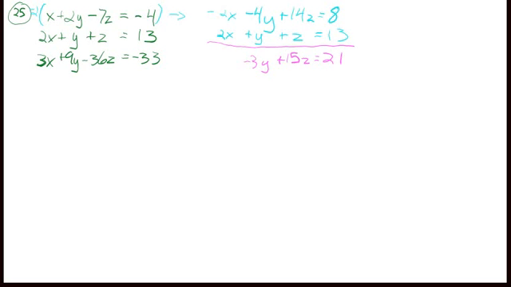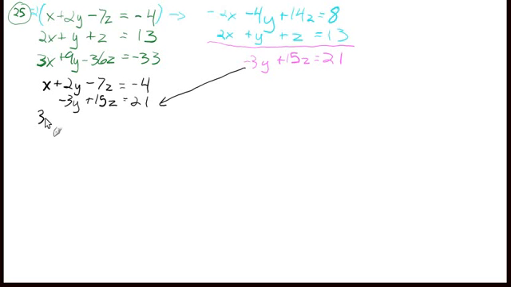Let's switch to black. So same first equation, x plus 2y minus 7z equals negative 4. This is going to be our new second equation: negative 3y plus 15z equals 21. Alright. And now we still have this third equation to deal with: 3x plus 9y minus 36z equals negative 33.